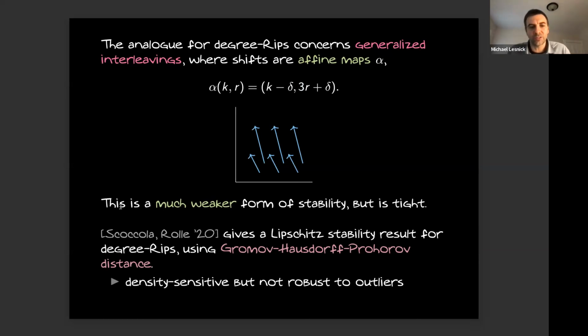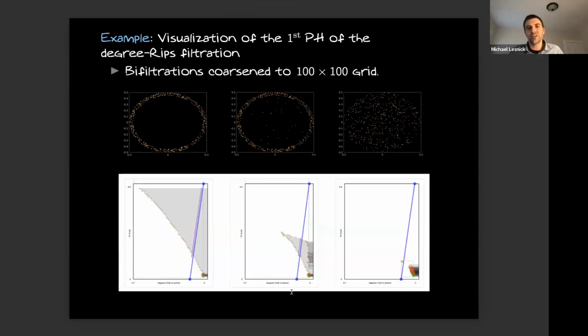And what you can do, however, which Louis Skokola and Alex Rolla did, is give a Lipschitz stability result for degree RIPS if you use a stronger distance. So they use a distance called Gromov-Hausdorff-Prohorov, which is like the Gromov-Prohorov distance that I defined before, but when you embed the points into the common metric space, you also require that they're Hausdorff close. And that's a big additional constraint. So that gives you a distance that's density sensitive, but not robust to outliers. Okay. So anyway, that's another part of the story here. So that is the robustness side of things.